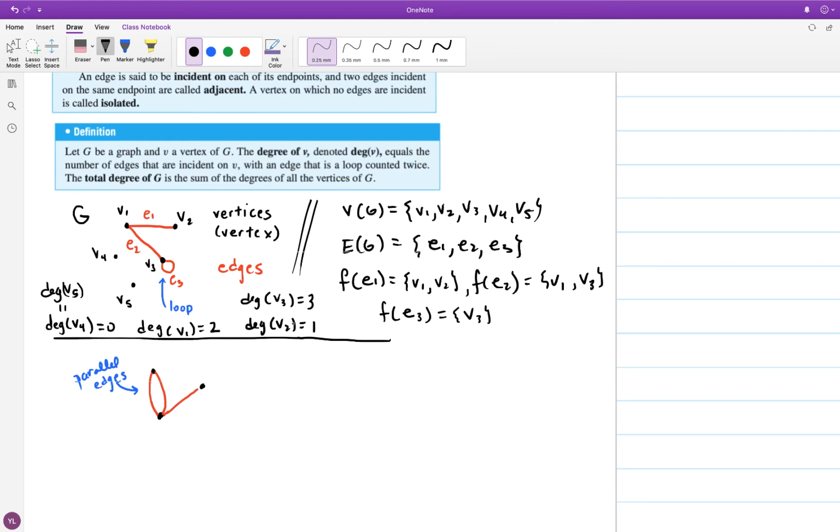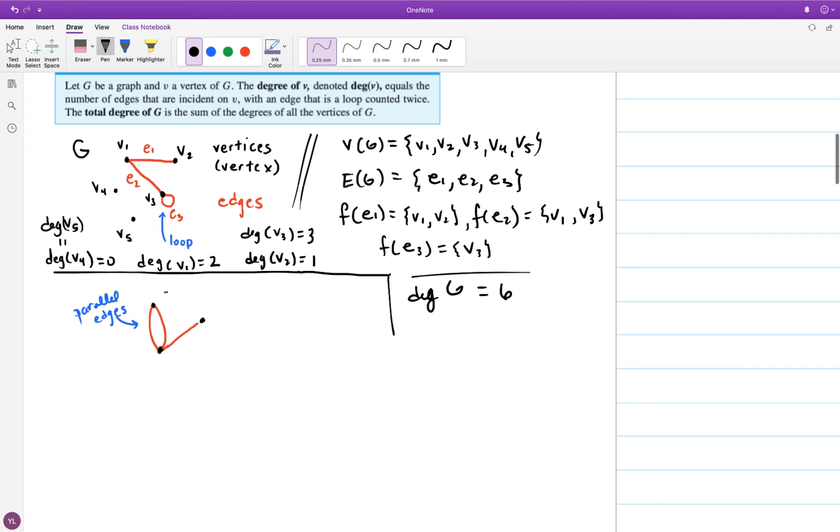And I want you to note, the total degree of the graph then is just the sum of all of these degrees. So we could also attach a measurement to the graph G from the degrees of all these vertices. So in this case, the degree of the graph is 3 plus 2 plus 1 is 6. Okay, and down here, just for practice, the degree of this vertex is 2, the degree of this vertex is 3, and the degree of this vertex is 1.